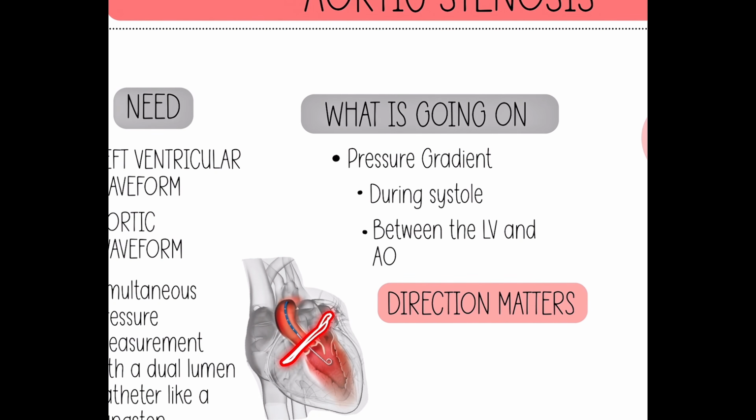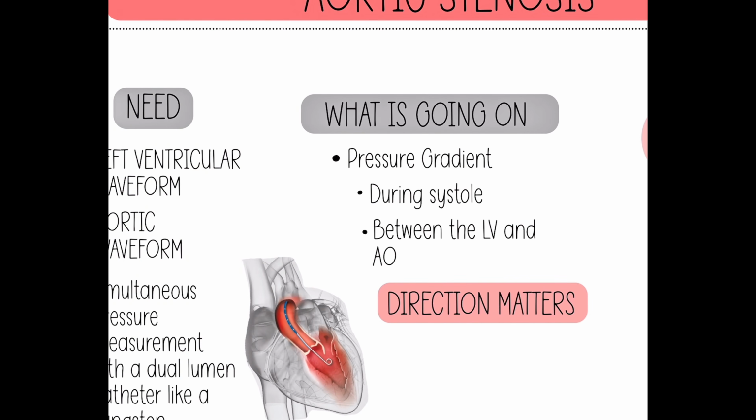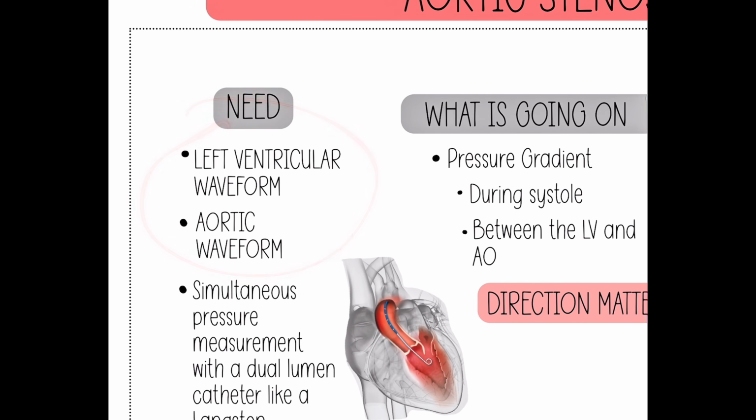So what is going on? In aortic stenosis, there is a pressure gradient. That means a difference in pressures at a certain point in time when there shouldn't be. During systole, because when we've talked about hemodynamics before, everything is in relation to the ventricles, right? Nothing else seems to be important. So during left ventricular systole, that is when the aortic valve opens, and it lies again between the left ventricle and the aorta, which is why you need those two waveforms.